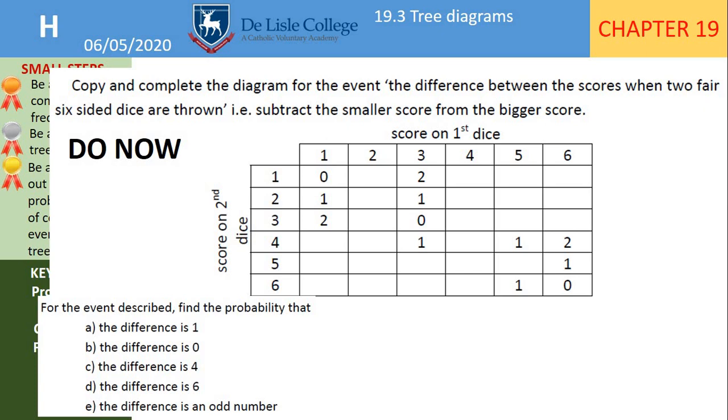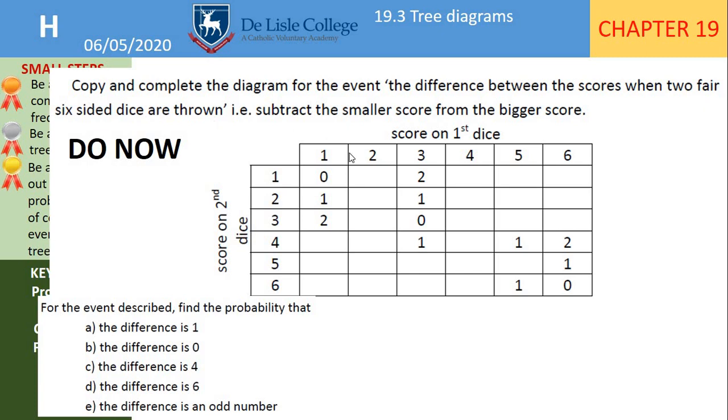So it asks you to copy and complete the diagram for the event, the difference between the scores when two fair six-sided dice are thrown. So that just means the difference between the two numbers on the dice. So you subtract the smaller score from the bigger score.